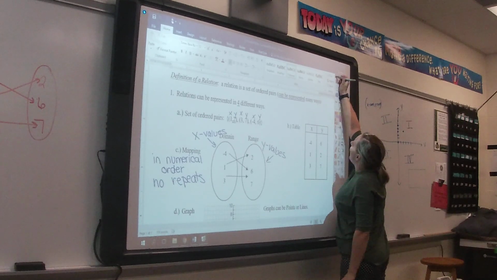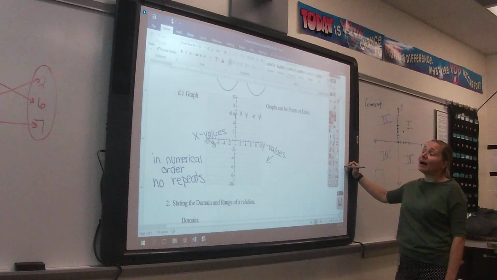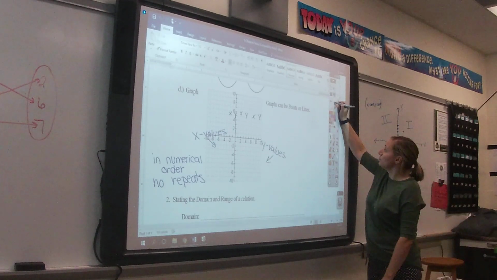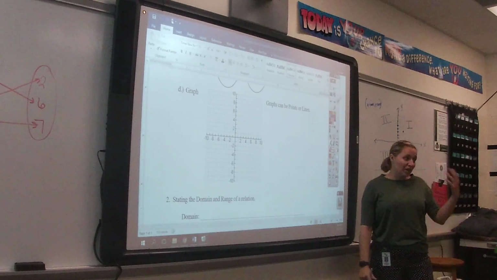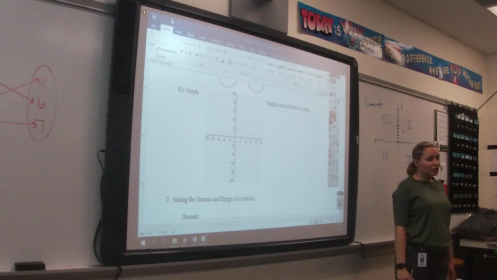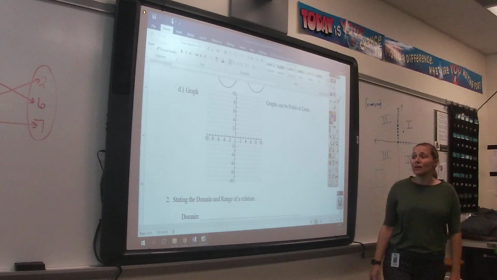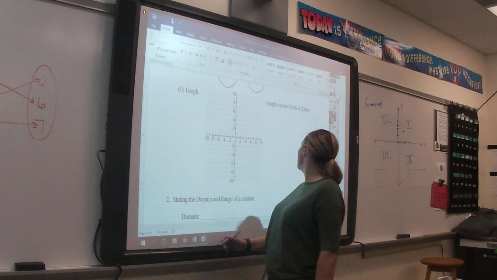Our fourth option is that we can graph. This is what we were just practicing yesterday. This is just taking those ordered pairs and plotting them. So you're going to have to pick up your pencil and plot the points. I didn't plot them for you. So what do we have? We have the ordered pair 1, 2.